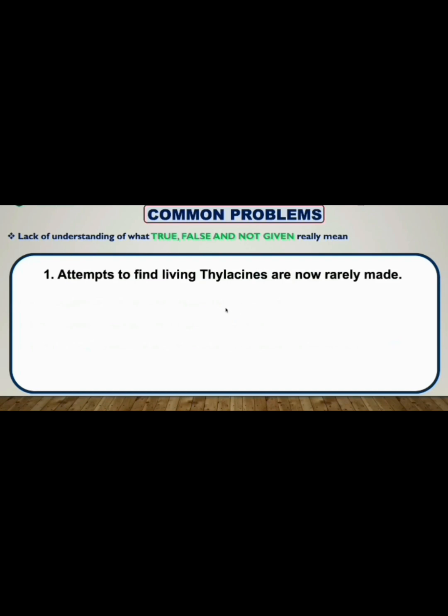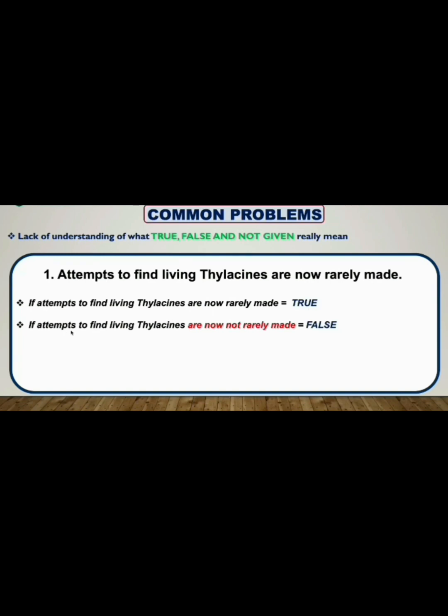Let's look at another statement. Attempts to find living thylacines are now rarely made. So attempting to find living thylacines, that activity is now rarely made. Now let's see, if the passage tells us that indeed attempts to find living thylacines are now rarely made, then the answer is true. And if the passage says that attempts to find living thylacines are now not rarely made, that means they are being made quite often, then the answer is false. And then if I don't know whether attempts to find living thylacines are now rarely made or not, then it is a not given.